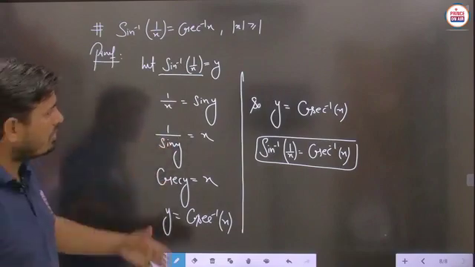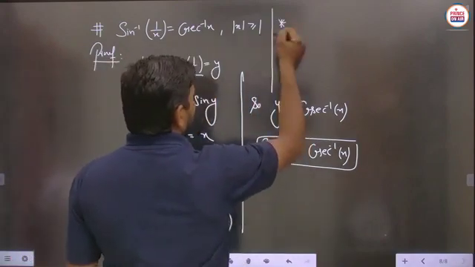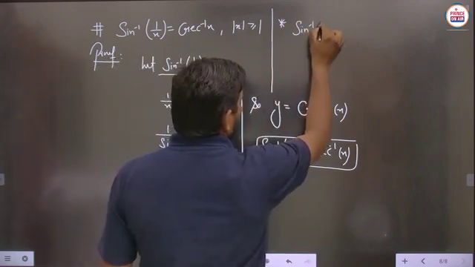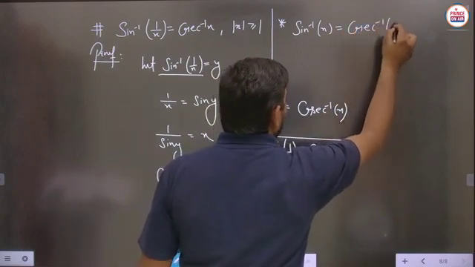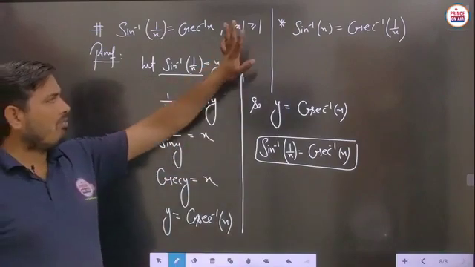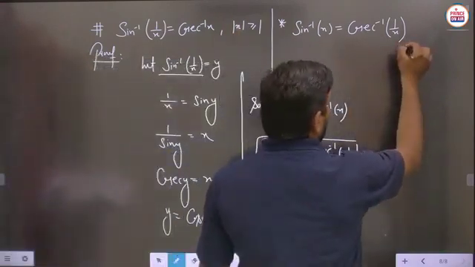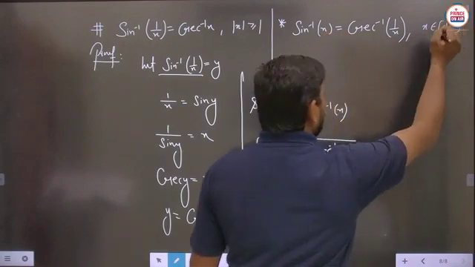Now we have to see one important thing. Suppose sine inverse x. Can you write it like this or not? Definitely you can write it like this also, but will the condition be the same? Definitely the condition will change. According to the domain we have to write x belongs to -1 to +1.